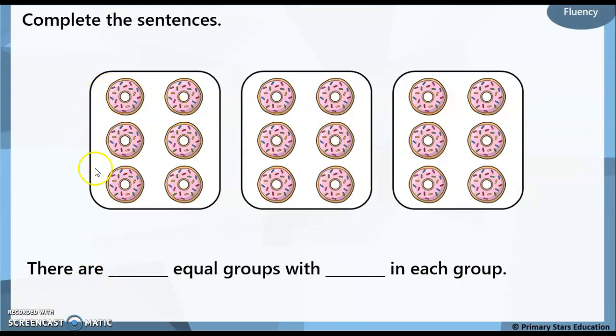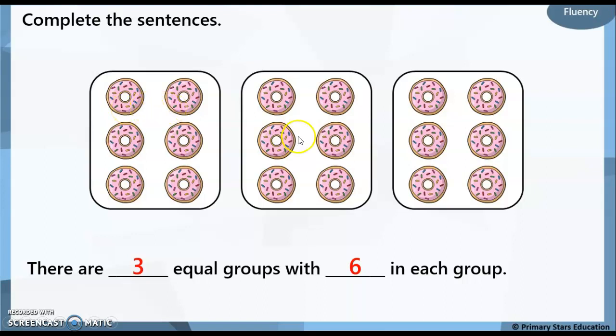Here we have another question. There are 1, 2, 3 equal groups. If we wanted to count these quicker, we could count in 2s and go across. So 2, 4, 6. Or if you counted in 3s, you could go down. 3, 6, 3, 6, 3, 6. So they are all equal groups. So there are 3 equal groups with 6 in each group.